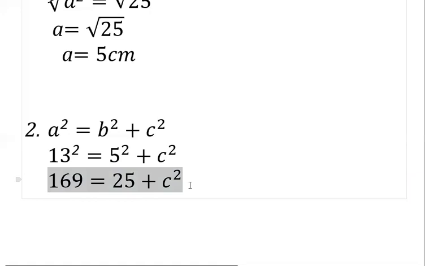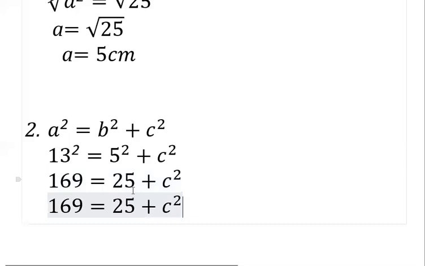Let's get this template down here. Awesome. So all we need to do is to collect our like terms. 169 is at this other end, so we need to transfer 25 to cross the equality sign. And don't forget, once a number crosses the equality sign, whichever you're having, the sign will change. If you're having positive, as we have here, the sign will change to negative. If you are negative, the sign will change to what? Positive.